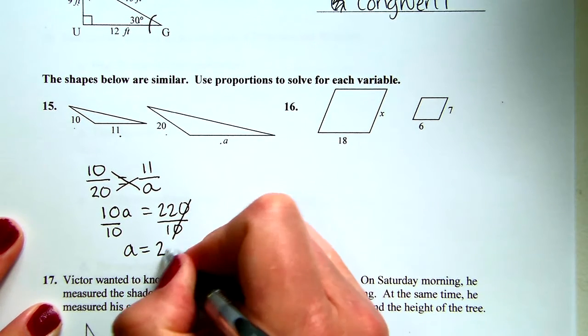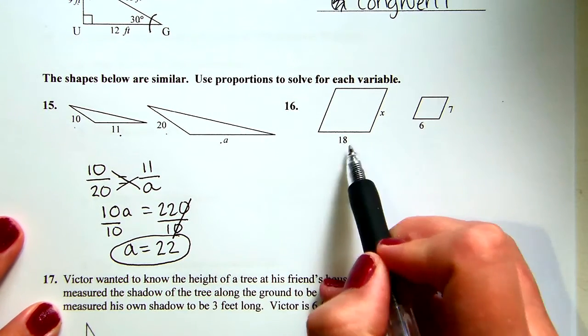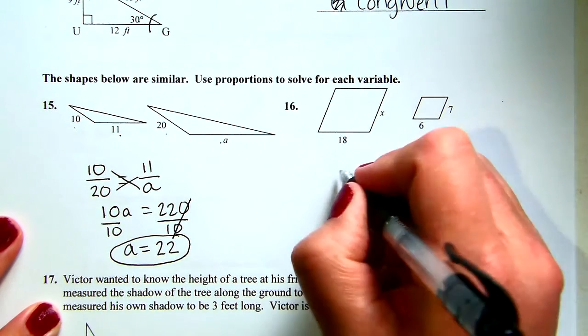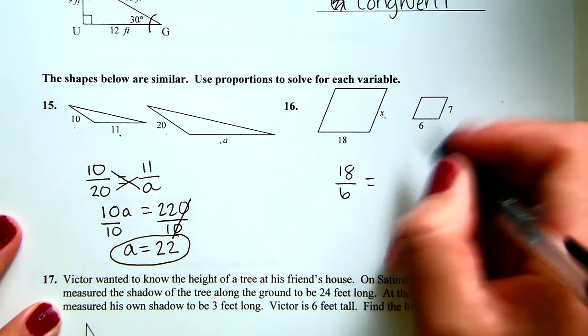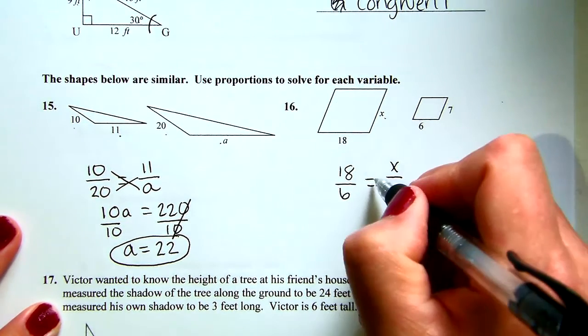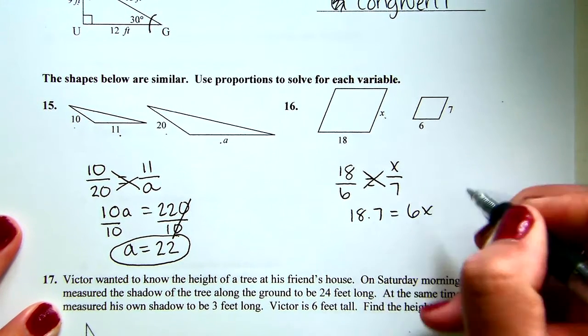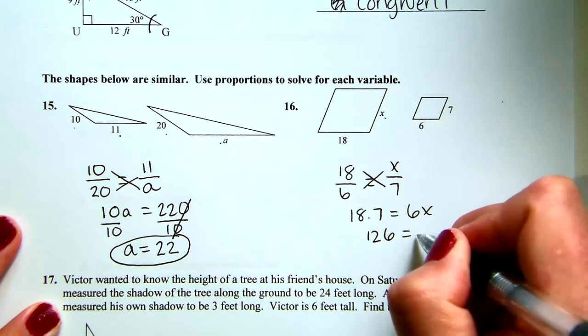Next, we have 16. Here, we're going to take the bottoms and set them over each other, because again, figure 1 to figure 2. So I'm going to go 18 over 6, and I'm going to set that equal to x over 7. I'm going to multiply: 18 times 7 equals 6x. This is going to be 126 equals 6x. I'm going to divide by 6 on both sides, and that's going to leave me with x equals 21.